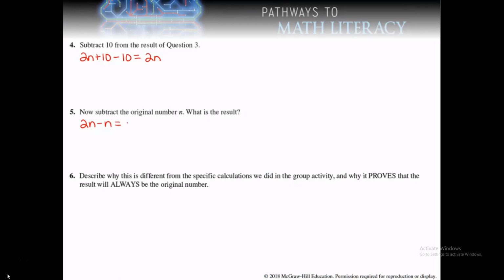6 wants us to think about how is this different from choosing examples like we did in the group portion of the lesson. Well, this time we didn't choose a specific number, we chose an arbitrary number that could have any value. So we've shown that no matter what the value we choose, it will always work.